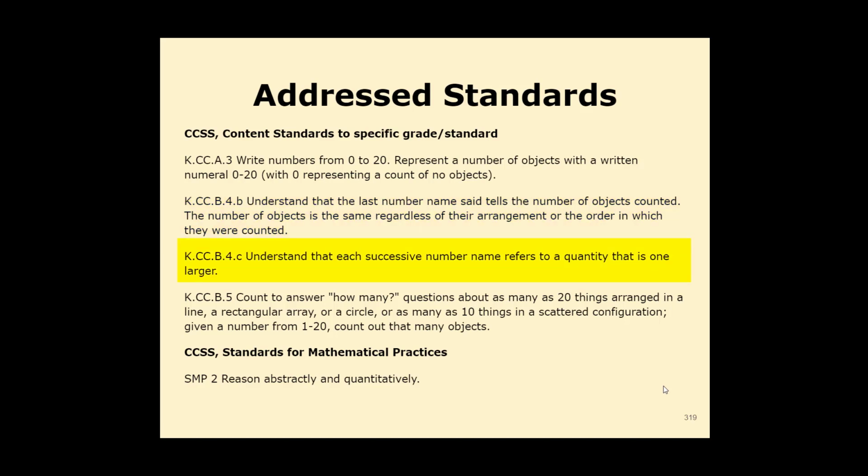We're going to be addressing K.CC.B.4.c. Understand that each successive number name refers to a quantity and that it's one larger. So every time we count, that quantity is increasing. And we're also addressing K.CC.B.5, count to answer how many questions about as many as 20 things arranged in a line, array, in different configurations. So if we wanted to know how many things exist in a group, the students would know to count them.